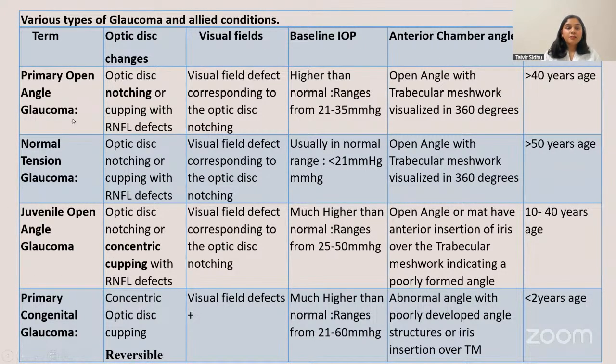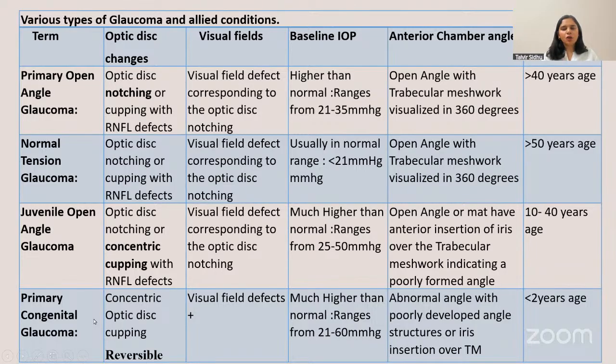Now, the difference between primary open angle glaucoma and juvenile open angle glaucoma is not just the age of the patient. The age of the patient is usually younger. Also, in the angle, there can be anterior insertion of the iris. The baseline intraocular pressure is much higher than that of primary open angle glaucoma. Juvenile open angle glaucoma can also have, instead of notching, concentric cupping. So you have to do a 1+1 to get to your diagnosis.